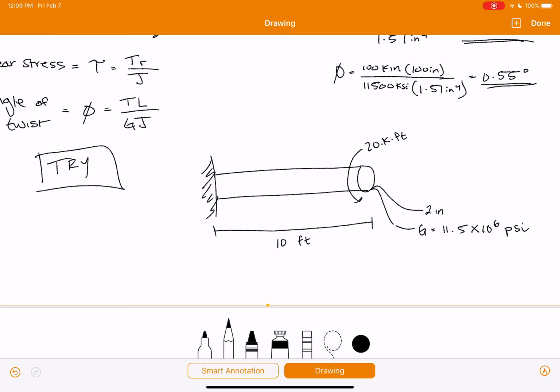So go ahead and work that out. Make sure you're watching your units on all of this stuff. So I'd make sure everything is either in kip inches, or pound inches, or kip feet, or pound feet, all right? So make sure you're being consistent with your units. And then you can go ahead and check your answer. It'll be number 2 on that PDF.